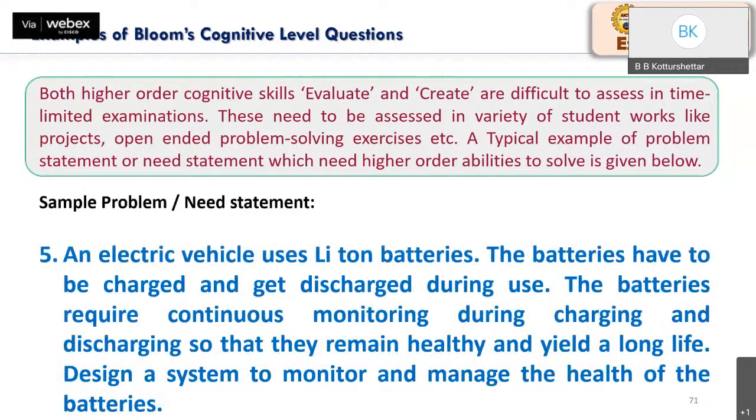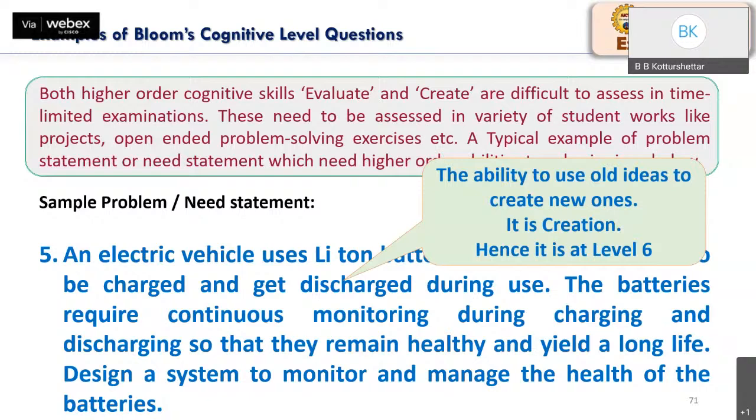And when we are testing the student for evaluate and create, normally we come up with what is known as a sample problem or a need statement or a problem statement, like the one mentioned here. So this is at level 6. Ability to use old ideas to create new ones.